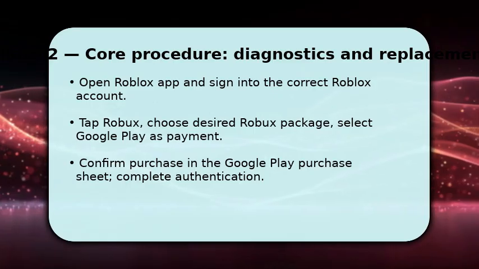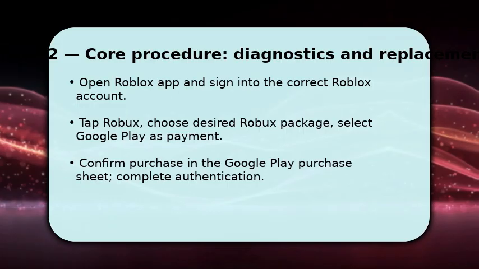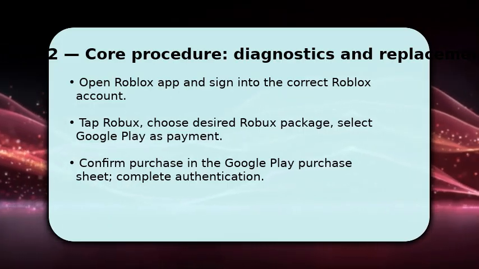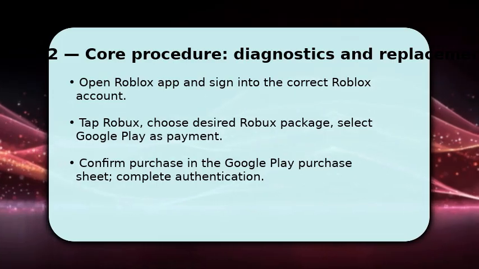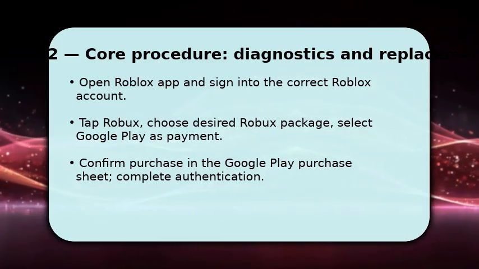After confirmation, Google processes the transaction immediately and Roblox receives the purchase token. Make sure to watch for the confirmation dialog in Roblox. It will state that Robux were delivered. If the play sheet shows a different account, cancel and switch accounts.